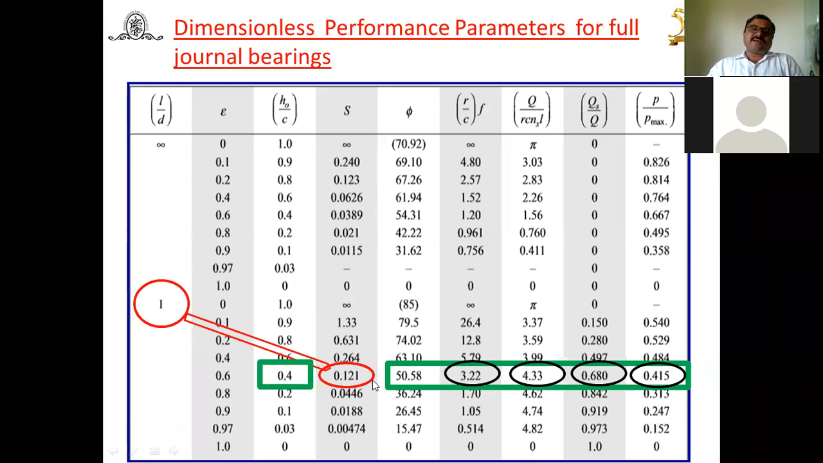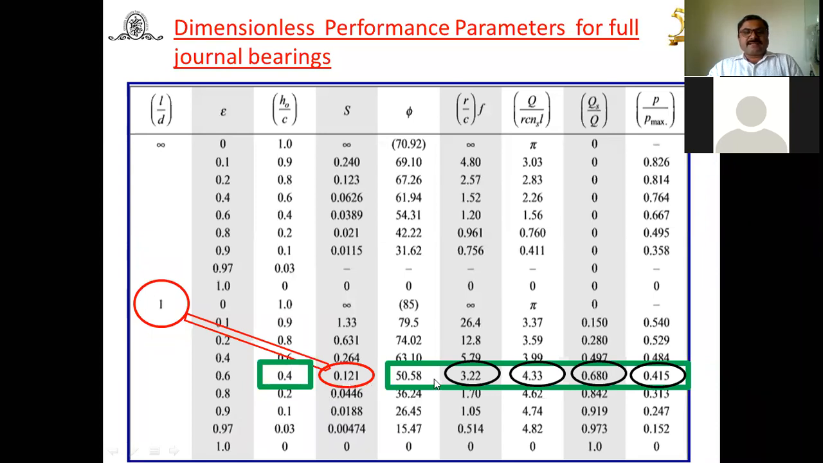Sometimes while referring to the chart, you will find that the calculated value of the Summerfield number lies in between two values. At that time you have to use interpolation. If you use interpolation for the Summerfield number, similarly you have to interpolate for all these parameters also. I will explain that in the second problem. Now here, L by D is 1 and the calculated Summerfield number is 0.121. So what do we have to do?